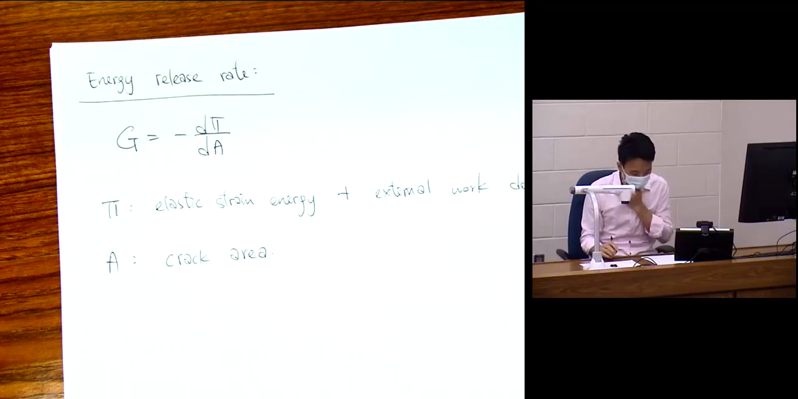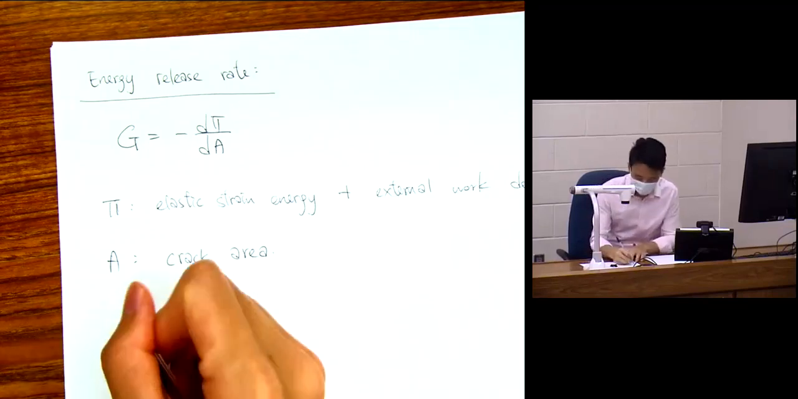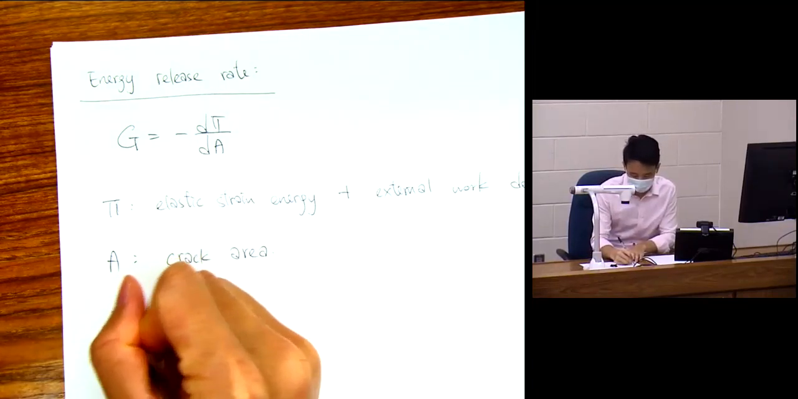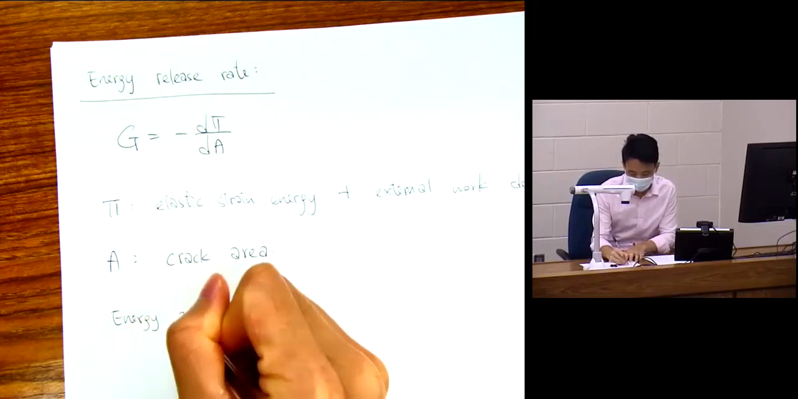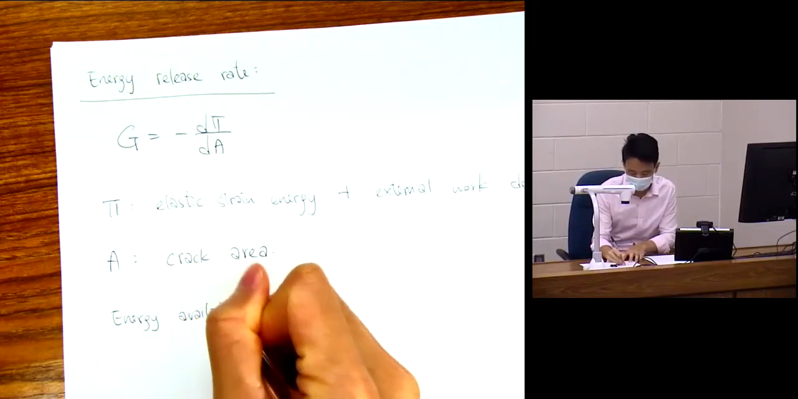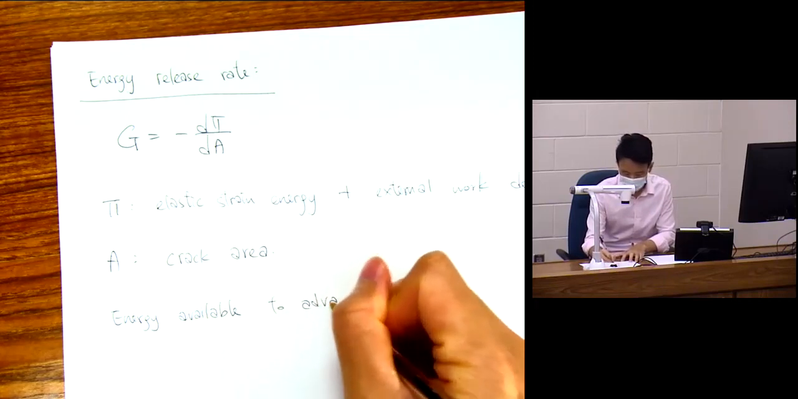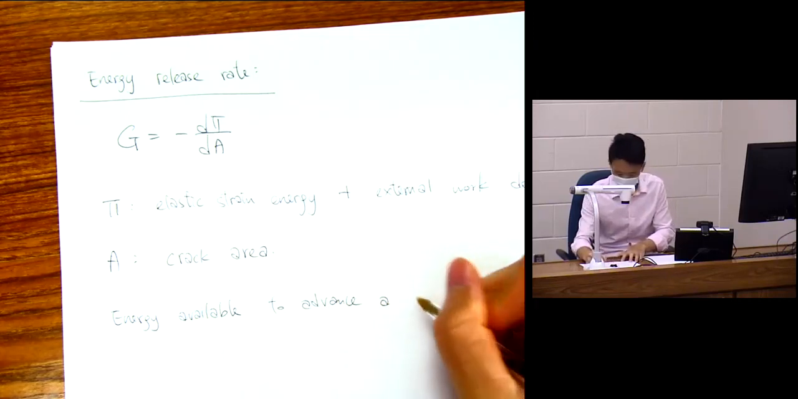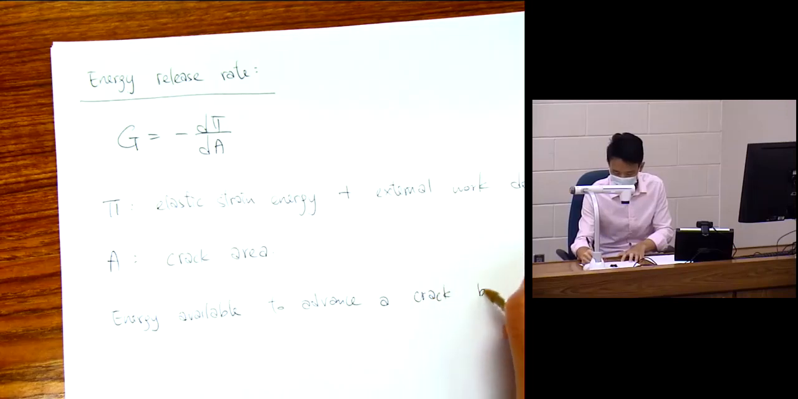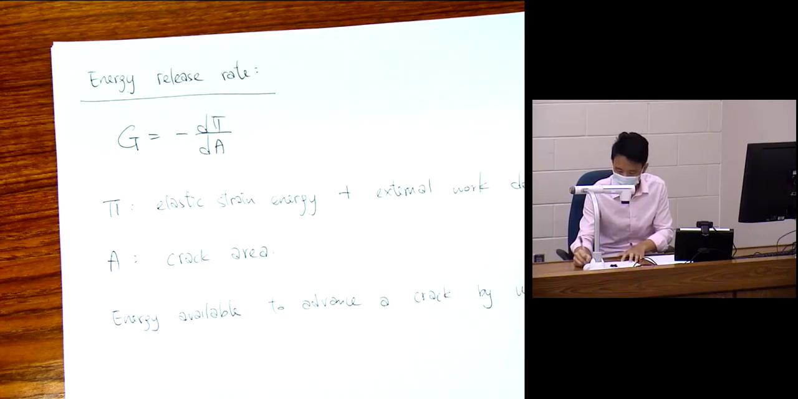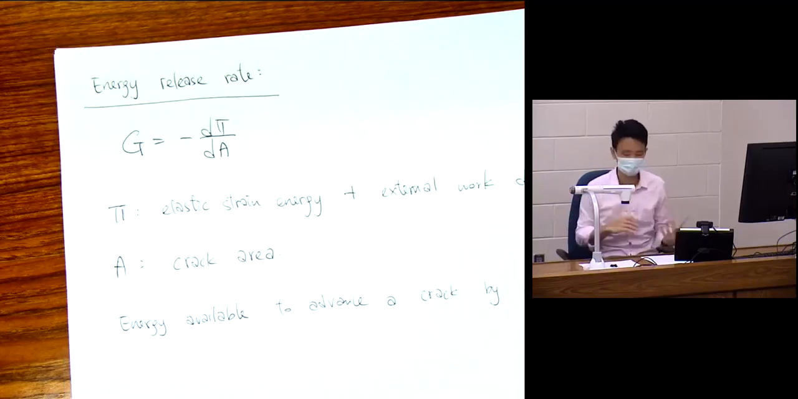Or in other words, what is the energy available to advance a crack by unit area? Right, so fracture energy is the amount of energy to resist. This is the amount of energy that is available in the system to make it crack.